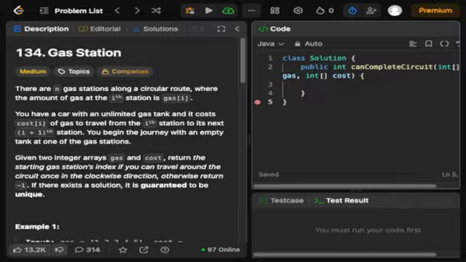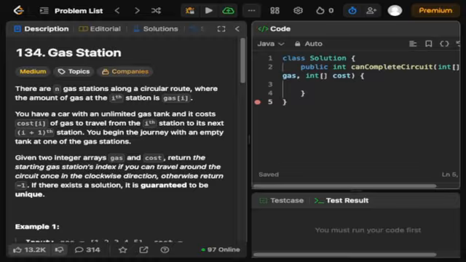The problem states there are n gas stations along a circular route where the amount of gas at the ith station is gas[i]. You have a car with an unlimited gas tank and it costs cost[i] of gas to travel from the ith station to its next station, so i plus 1. You begin the journey with an empty tank at one of the gas stations. Given two integer arrays, gas and cost, return the starting gas station's index if you can travel around the circuit once in the clockwise direction. Otherwise, return -1. If there exists a solution, it is guaranteed to be unique.